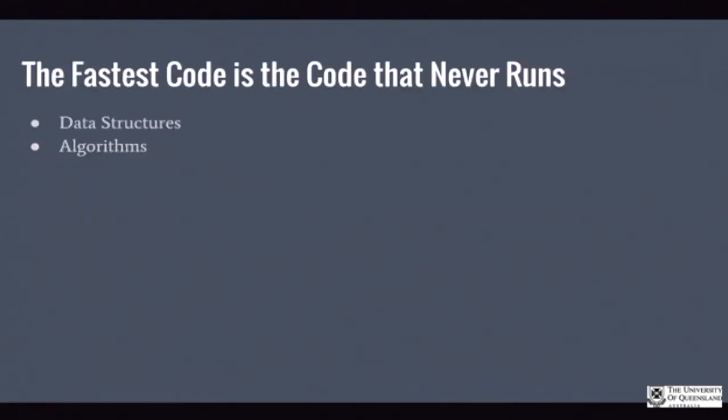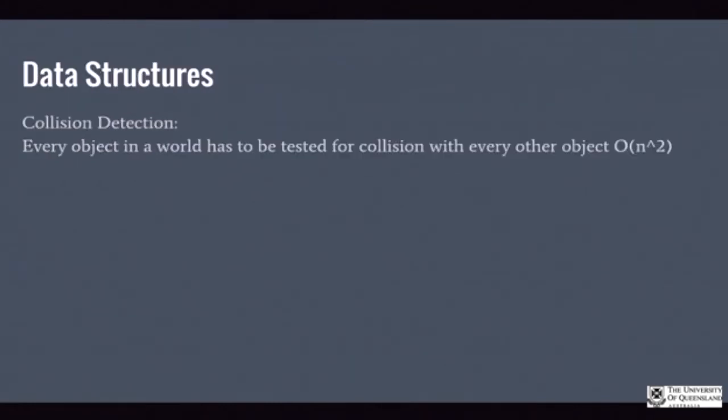So this is my third section. The fastest code is the code that never runs. I have 2 dot points, data structures and algorithms. Data structures are a great way to minimize the amount of stuff you have to do, or save memory, or make things fit more efficiently into memory. So vectors and arrays are a great way of making things fit better into memory than, say, a linked list.